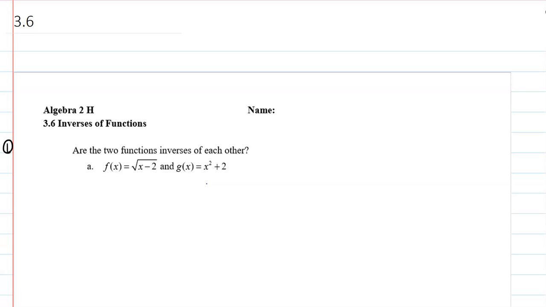So today our topic is inverses of functions, and it's actually something that you guys have done for a while now. Before we even get into some of our problems, I'm going to talk about what inverses are at a very basic level.